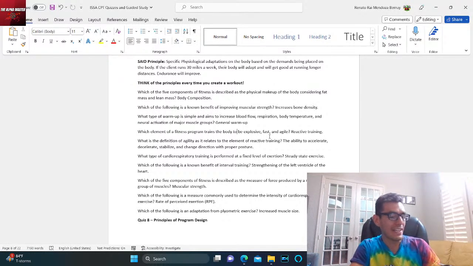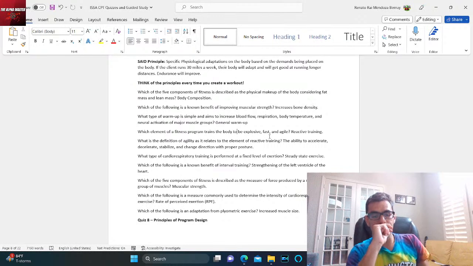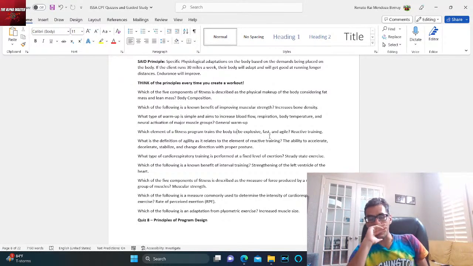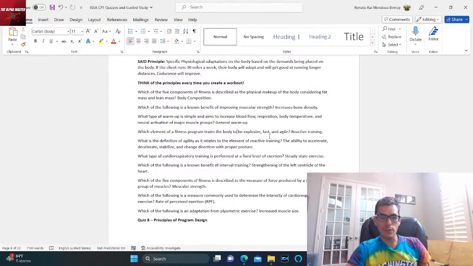A strengthening of the left ventricle of the heart is going to be a known benefit of interval training. Which of the five components of fitness is a measure of force produced by a muscle or group of muscles? Muscular strength. The measure of force produced by a muscle or group of muscles is going to be muscular strength.